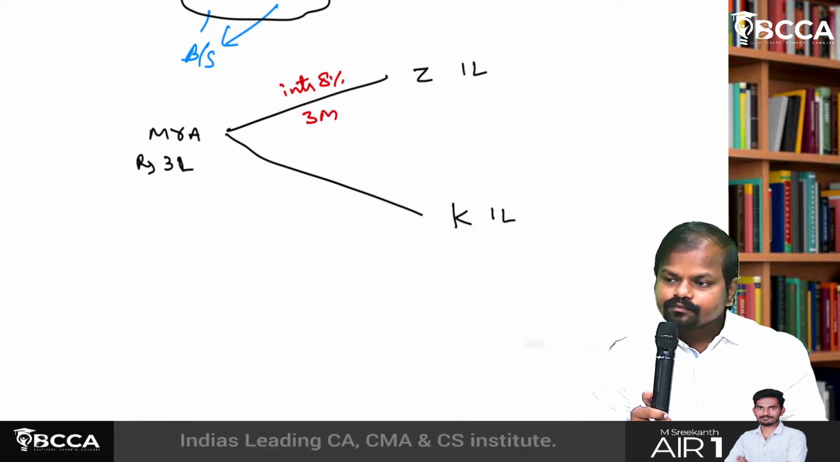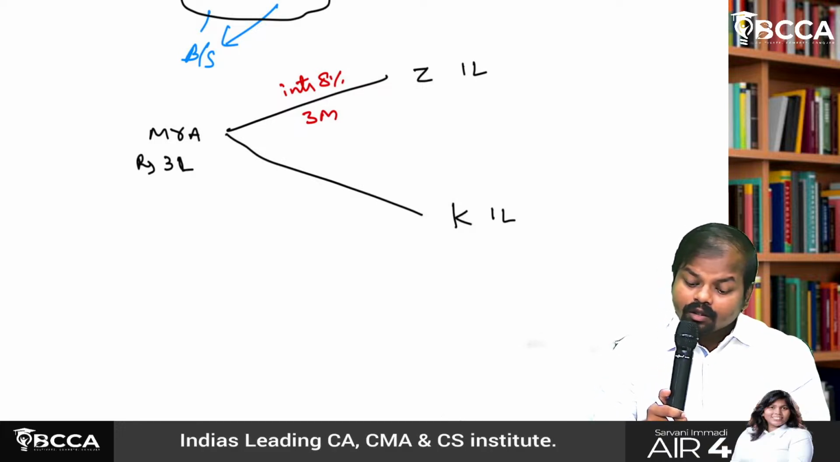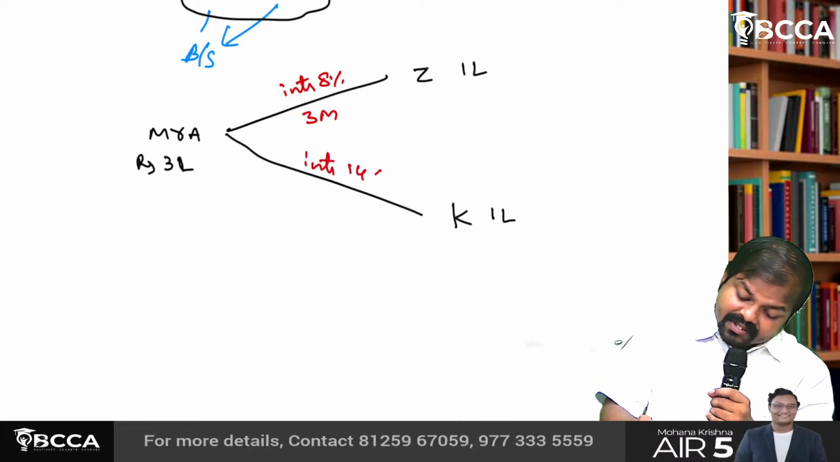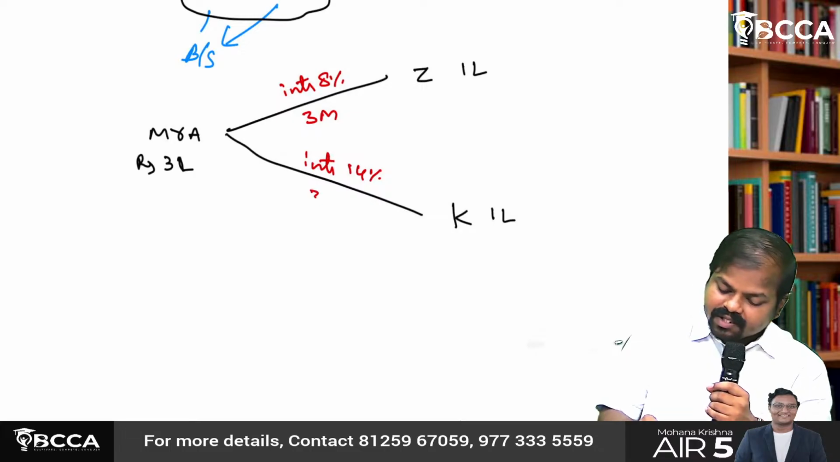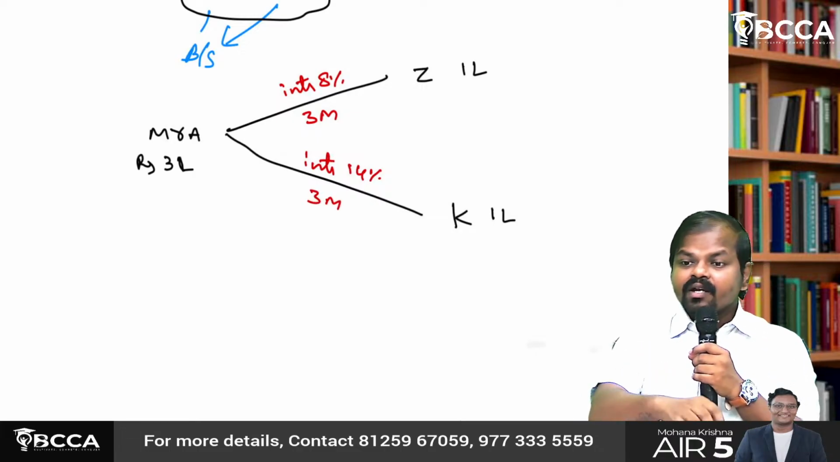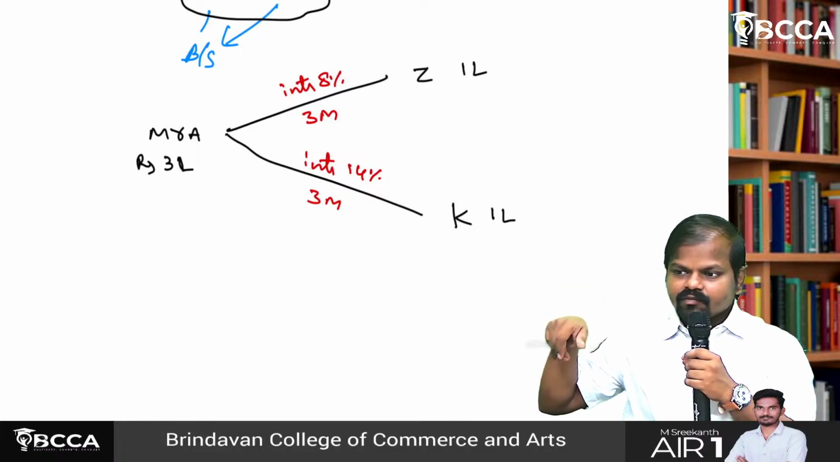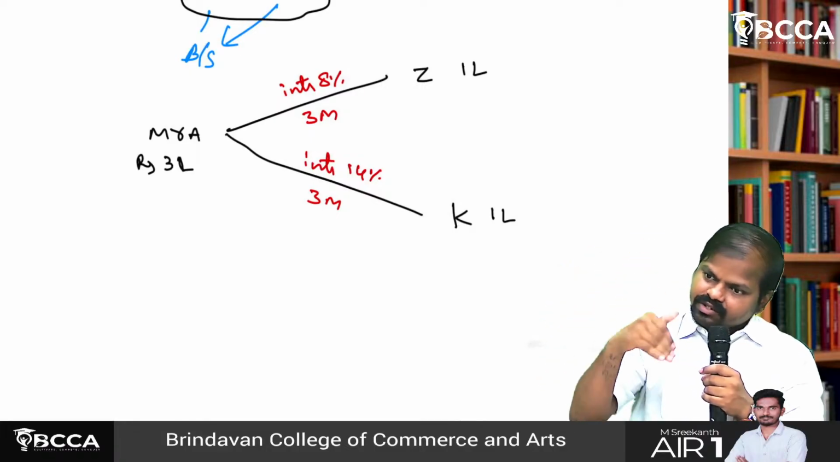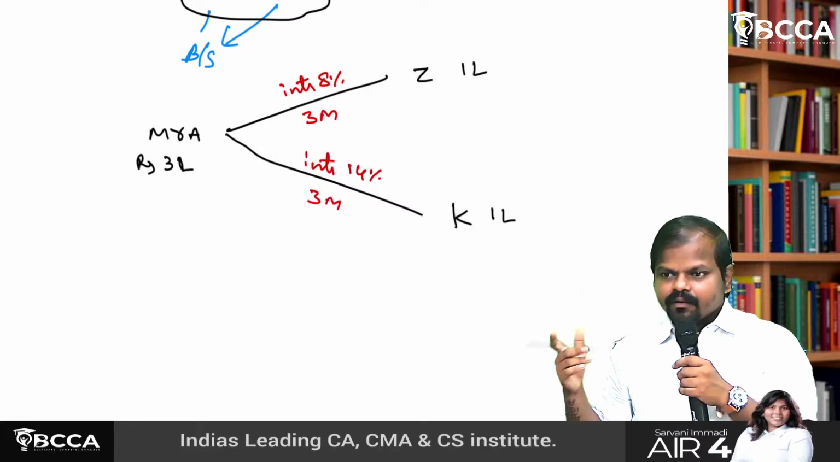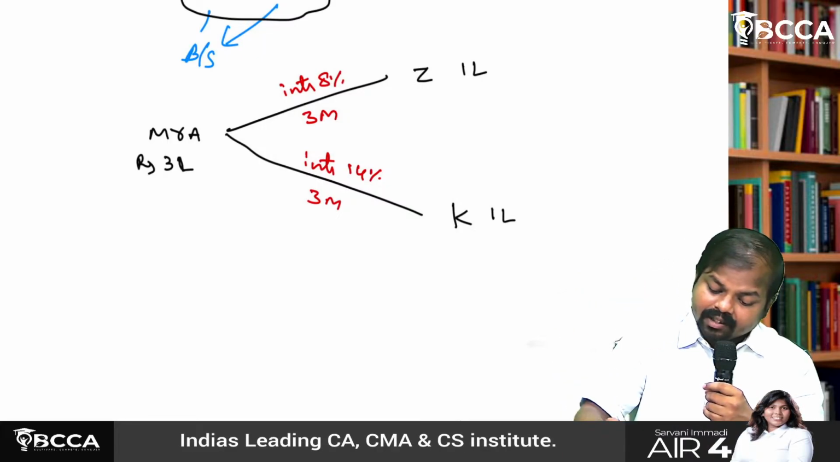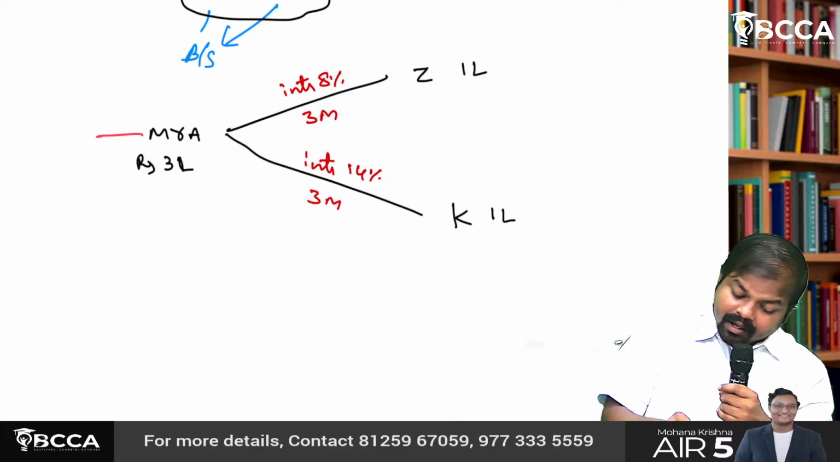Who told? Mr. Z. He is telling interest at 14%. He is asking for 3 months only. Both are friends. In the view of A, Z is also a friend, K is also a friend. Correct?